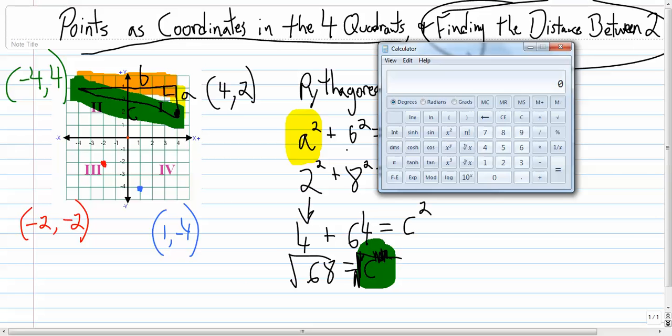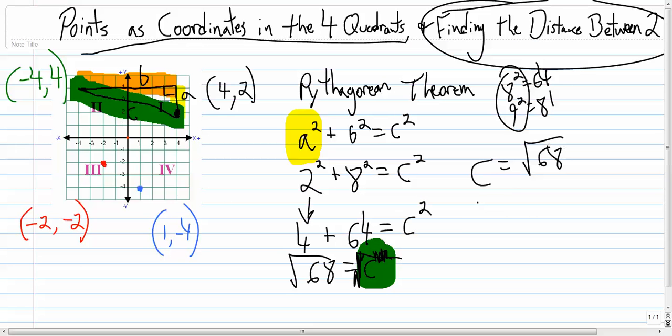So we'll bring up our calculator here and we'll just go 68 and hit the square root button and we get 8.24. Okay, so c equals 8.24. That's just taking 2 decimal places. So that is how far apart those 2 points are.